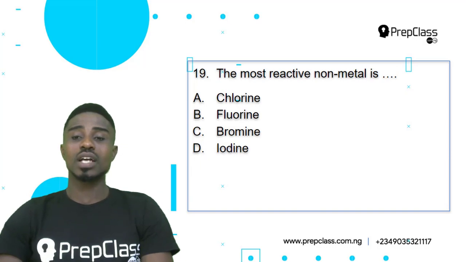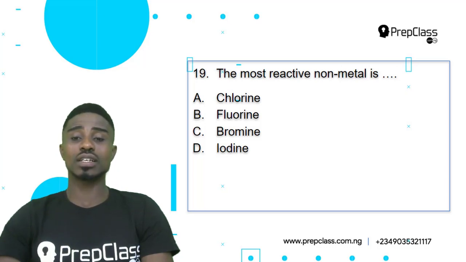Question 19. The most reactive nonmetal is A. Chlorine, B. Fluorine, C. Bromine, D. Iodine. For us to carefully select the correct answer, we need to analyze all of the options and see which one best answers our question.